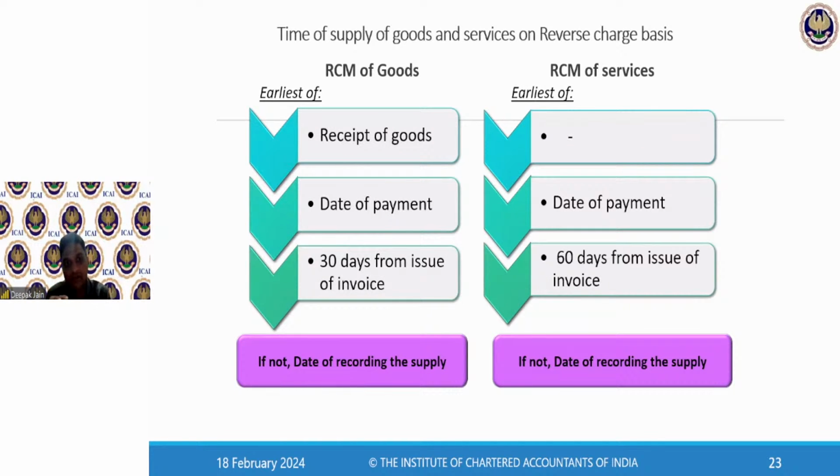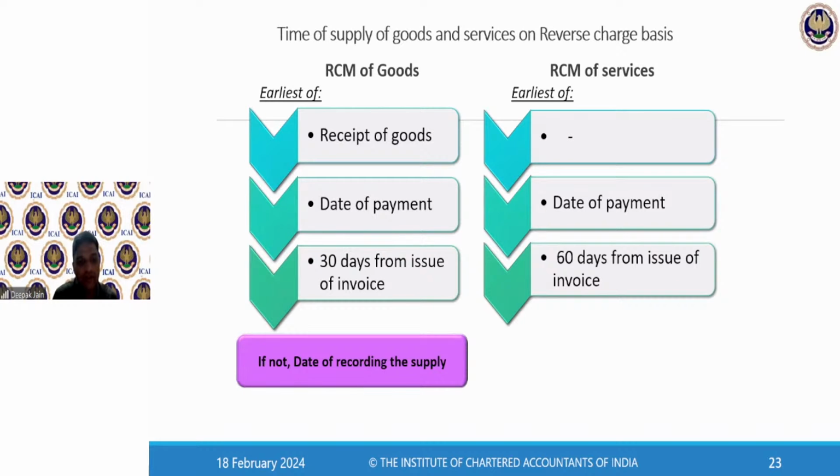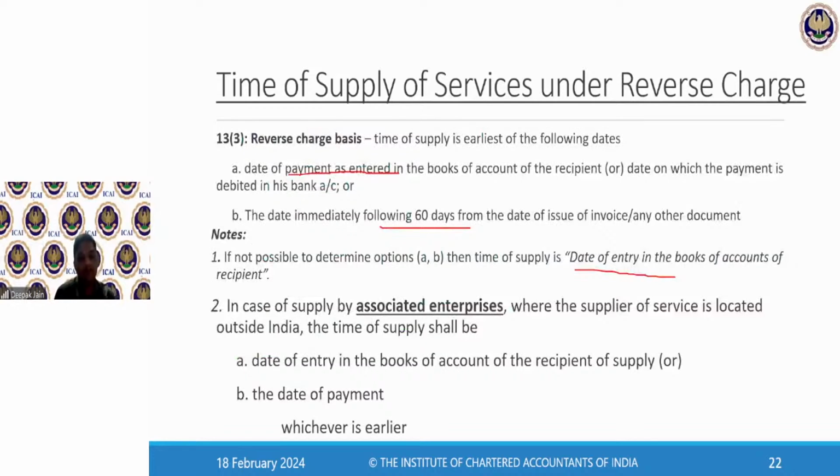Here RCM, receipt of date of payment or 60 days from the date of invoice, whichever is earlier. Now there was one condition over here which said that in case of related party, associate enterprises is defined when 2 enterprises are associated with each other. If it's a holding or subsidiary company, or one holding and 2 subsidiaries, they are all called associate enterprises.